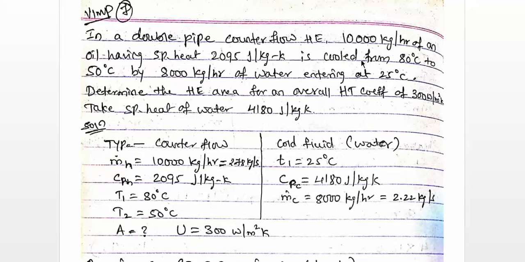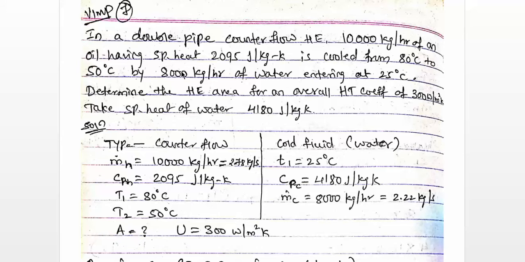As I told you, the initial temperature of the hot fluid will be higher, and as it passes through the heat exchanger, its temperature reduces. So here you can observe, 80 degree Celsius is the temperature of the hot fluid, that is capital T1, right? And capital T2 is the outlet temperature of the hot fluid, that is 50 degree Celsius. So this hot fluid is cooled from 80 degree Celsius to 50 degree Celsius. That's why oil is the hot fluid, and with the help of water, this oil is being cooled.